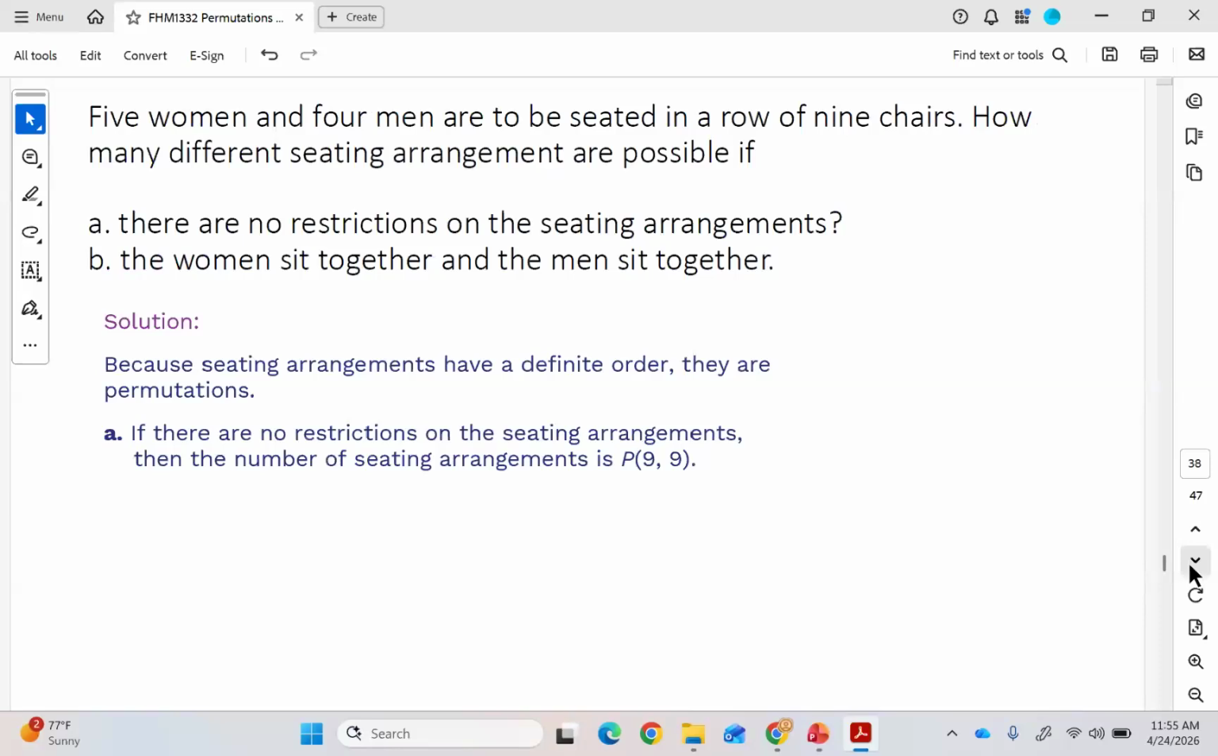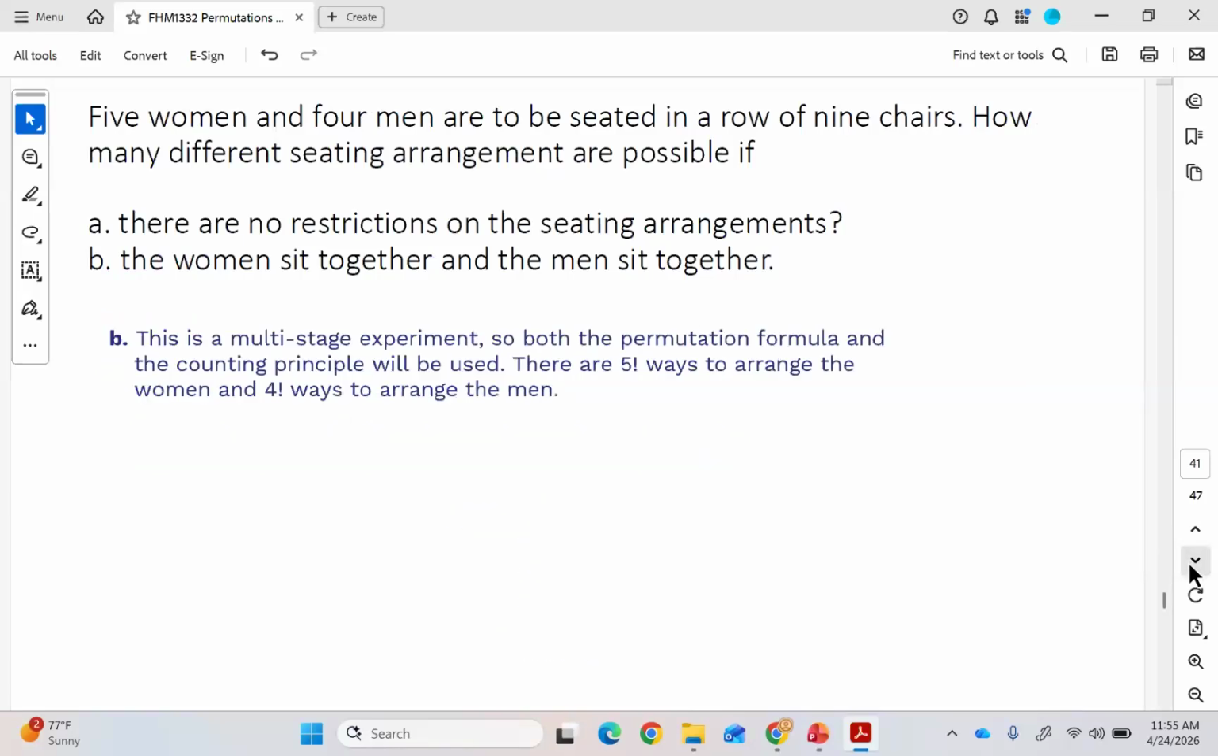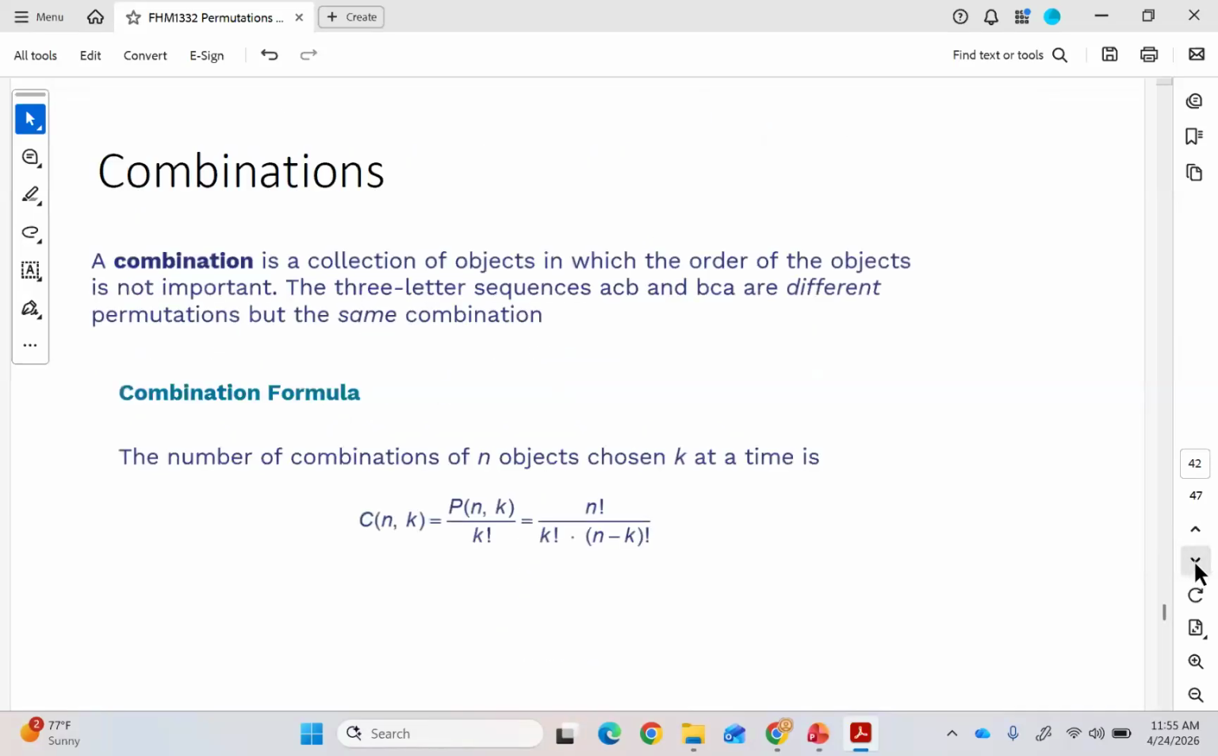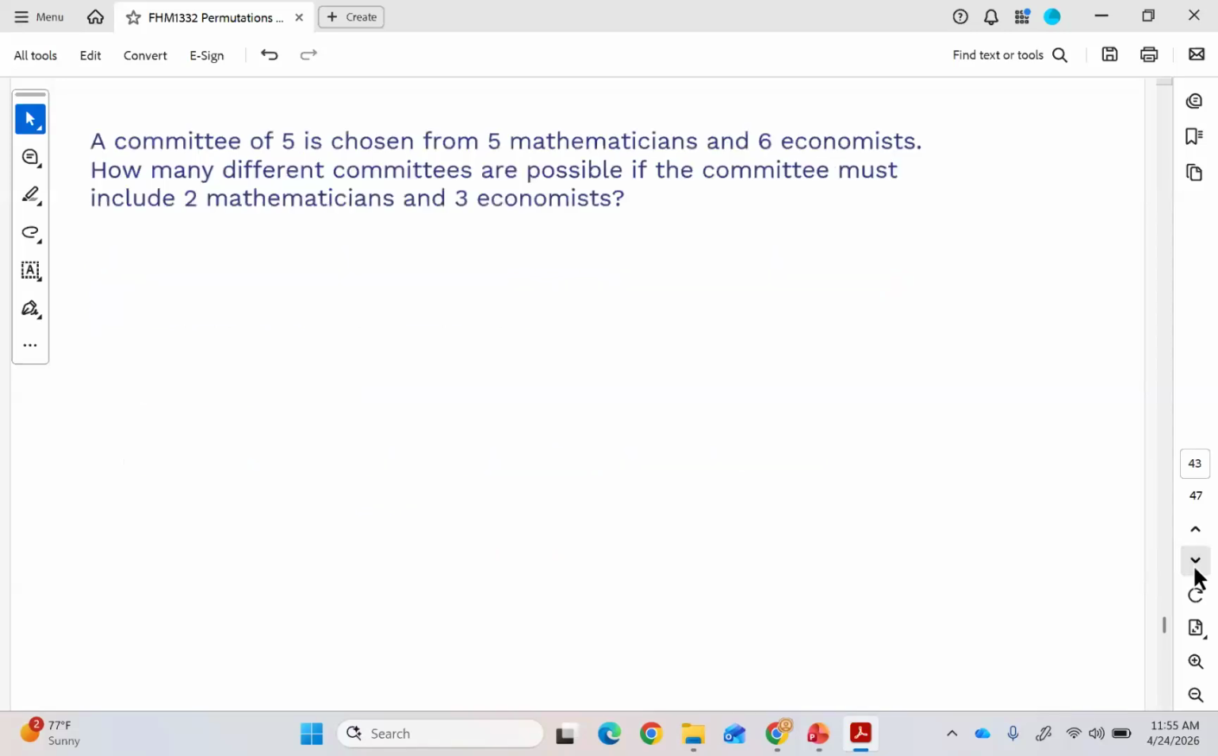Okay, and then the last thing, I'm just going to skip to combinations. Combinations change the formula a little bit, and it actually adds an extra factorial, which is k factorial. This time in combinations, the order does not matter. So that's the thing to remember.